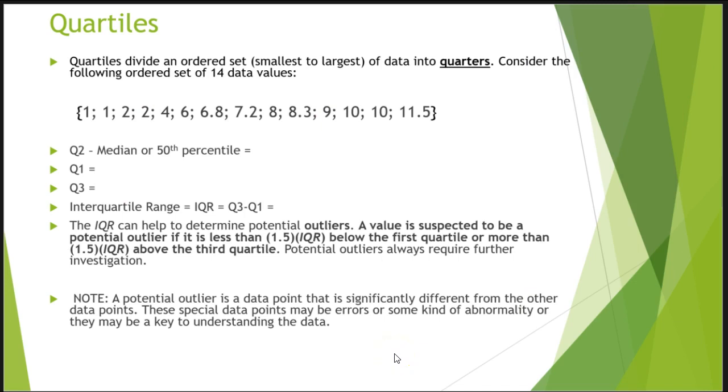The last thing I want to say about the IQR is that a potential outlier is something that's significantly different from the other pieces of data. It could be a data entry error, or some other kind of abnormality, and they can be extremely important in understanding the data. They can also indicate that you need to go back and double check the values that you've entered.